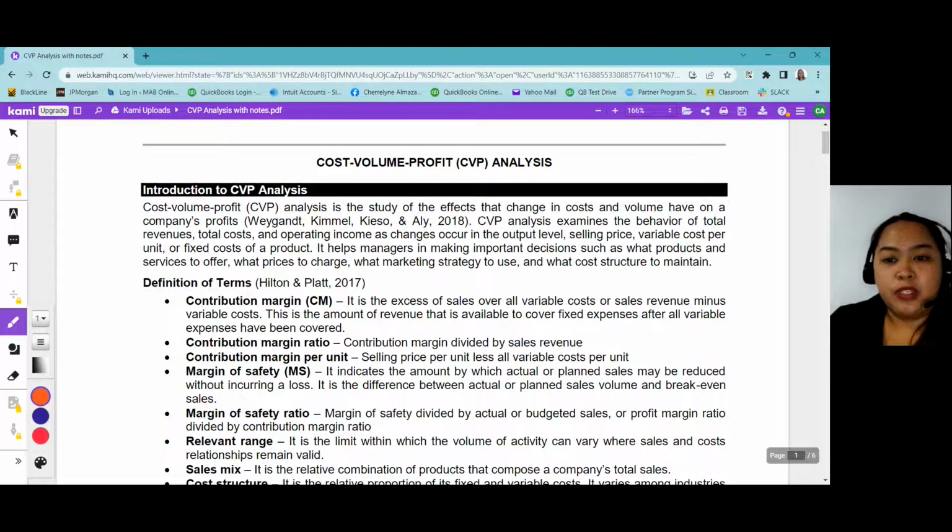If we have a target profit, ano ba yung dapat na maging volume ng ating magiging production given na meron tayong values for cost. Okay? So here are the definitions that you will learn for this discussion.